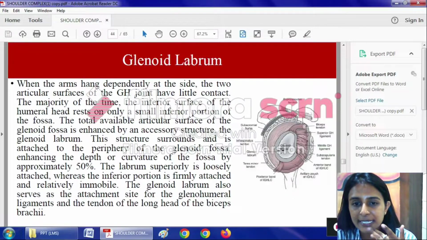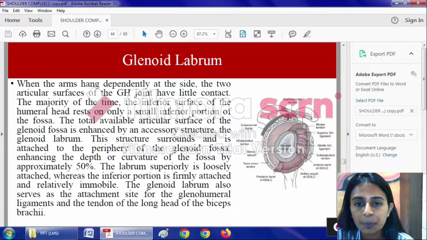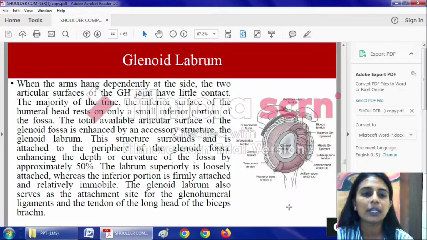And this is the glenoid fossa. This is the superior glenohumeral ligament, biceps tendon, supraspinatus tendon, subacromial bursa, infraspinatus tendon, glenoid labrum, teres minor, posterior band, axillary pouch, anterior band, subscapularis, and middle GH ligament. This is all about the glenoid labrum.